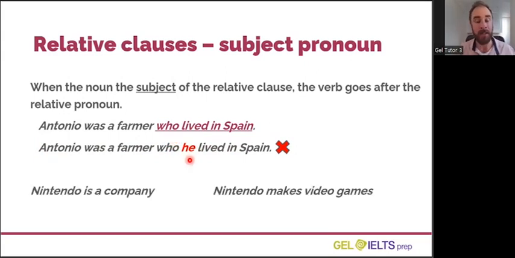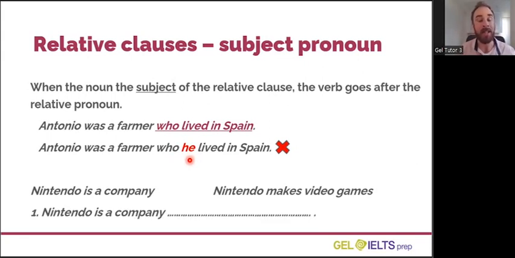All right, let's practice this. Here are 2 sentences. Nintendo is a company. Nintendo makes video games. Can we make a relative clause from these 2 sentences? Number 1, Nintendo is a company. How would you complete that sentence? Look at the next question below this video and type the correct words to complete this sentence.